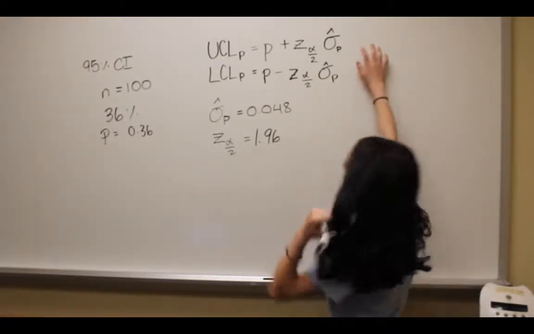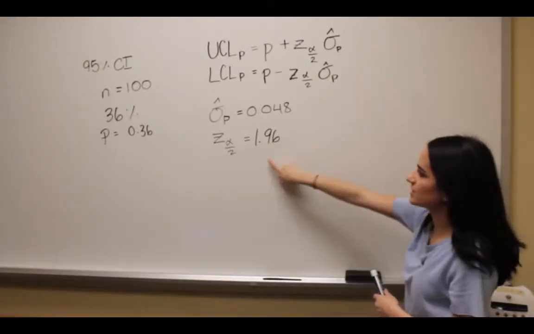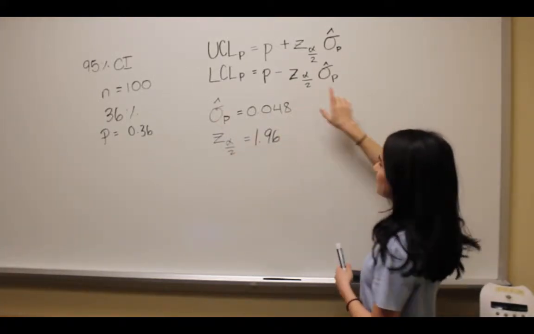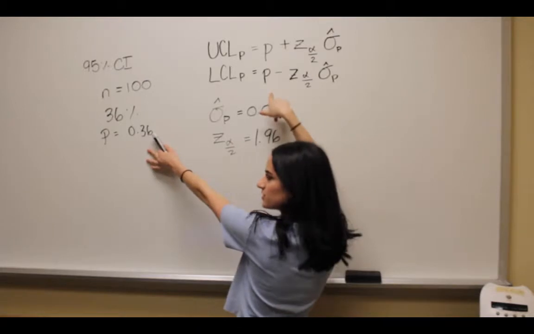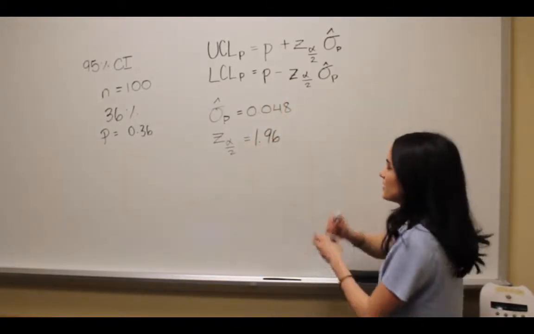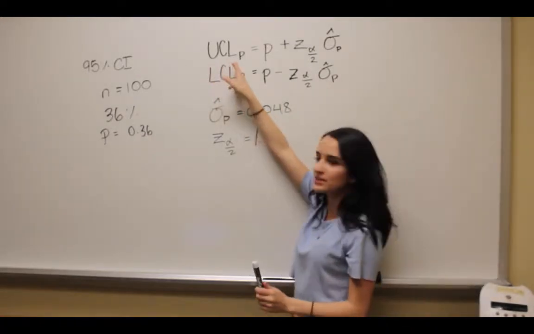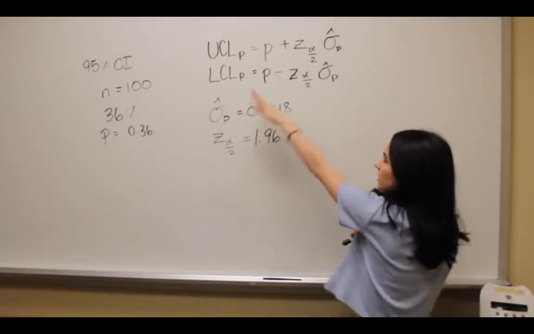So now we're going to just solve for each of these, since now we have the Z value and the standard error. So the z-value and standard error, and then we already know our proportion from the problem that was given to us. So now all we're going to do is plug these in and solve out for the upper confidence level and the lower confidence level of a proportion.